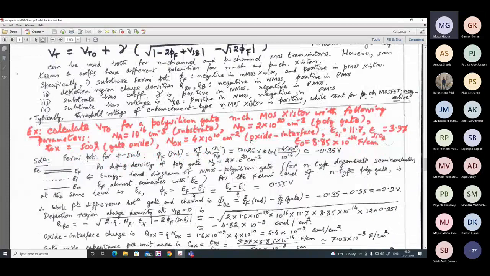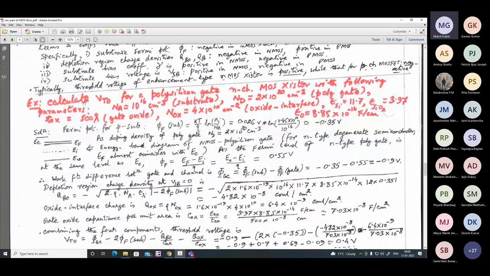Let us see one example of how to calculate the threshold voltage. VT0, that means the zero bias threshold voltage, for a polysilicon gate N-channel MOS transistor. Note that although we call it MOS, metal oxide semiconductor, nowadays in general the gate is made of polysilicon, which aids the fabrication process, with the following parameters. Acceptor concentration is 10 to the power 16 per cubic centimeter. Donor concentration is 10 to the power 20, which is orders of magnitude higher than the acceptor, 4 orders of magnitude. And this is the thickness of the oxide dielectric, 500 angstrom. 1 angstrom equals 10 to the power minus 10 meter or 10 to the power minus 8 centimeter, so you need to be aware of this.